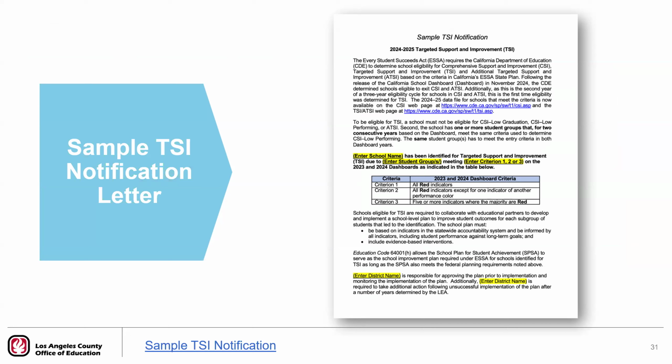So we created a sample notification that LEAs can use to notify its schools of TSI eligibility. And so here you can see a screenshot of that sample, and we've also included it with today's materials. The highlighted areas in the sample letter are where you would enter the information specific to your school and district. And feel free to adapt the notification to meet your LEA's needs. The key thing to remember is that the notification must first inform the school that they have been identified for TSI, and then which student groups led to that identification.